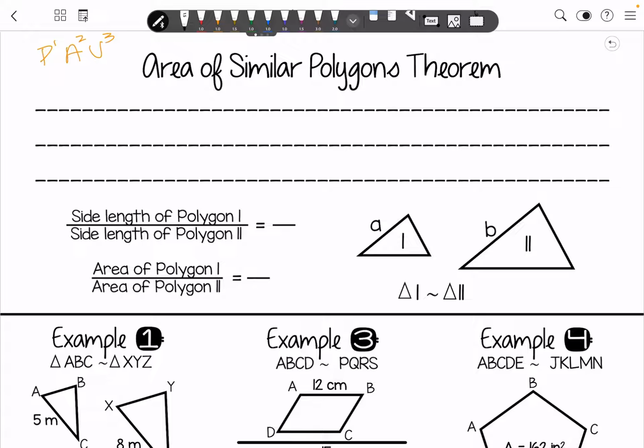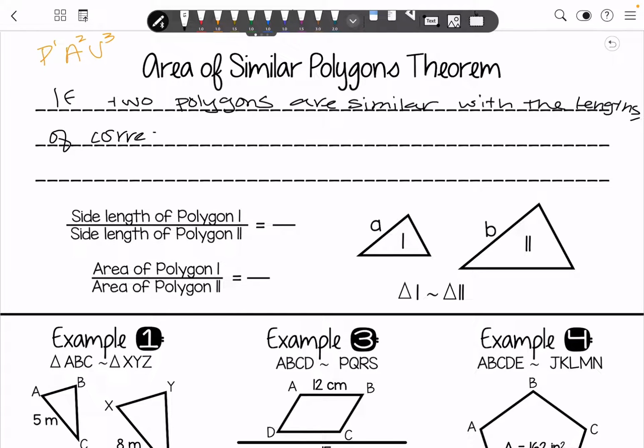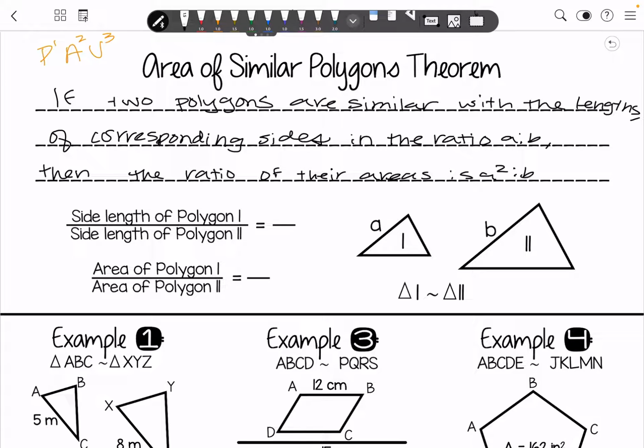So what the area of similar polygons theorem states is that if two polygons are similar, and they have to be similar with the lengths, of course, of our corresponding sides, and it's going to be shown in the ratio, and I'm going to use this ratio, A to B, then the ratio of their areas is going to be A squared to B squared.